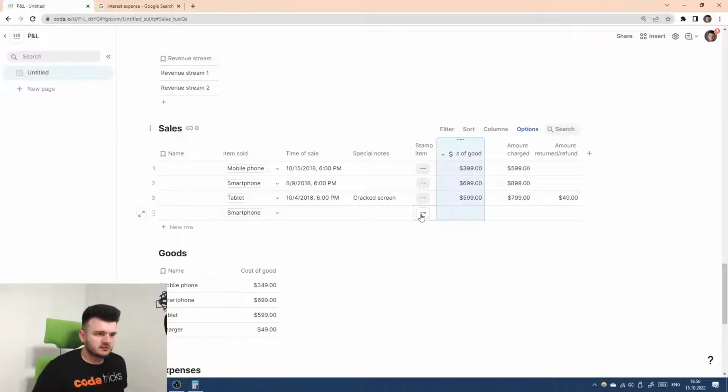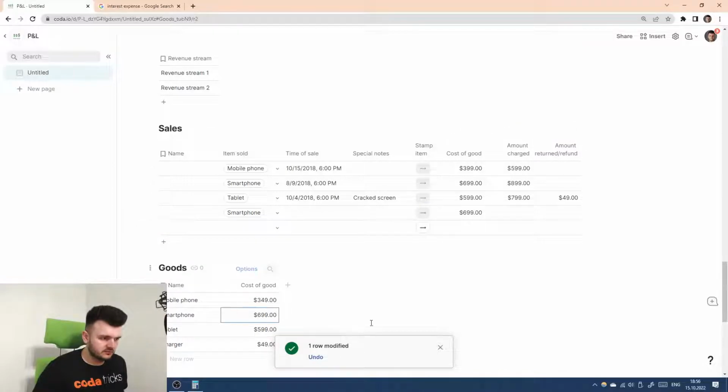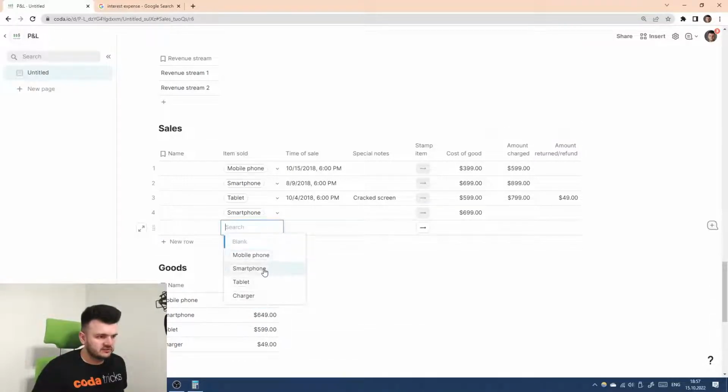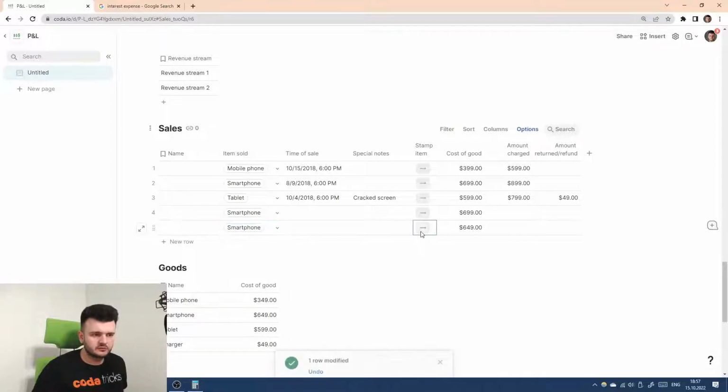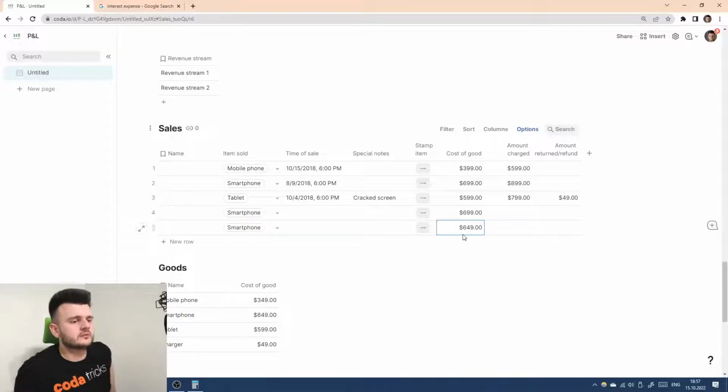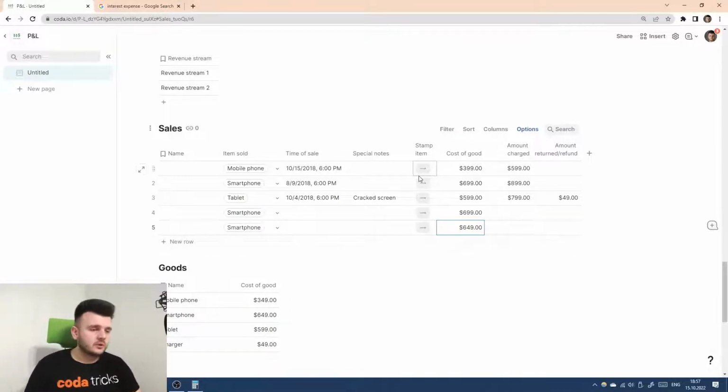So we just stamped it. Next time the smartphone price changed, $649. We sell another smartphone, boom. These are unaffected. This one is currently stamped that the cost of good at the time of sale was $649, something that we have to pay to the supplier for this smartphone, right? This is one way to approach this.